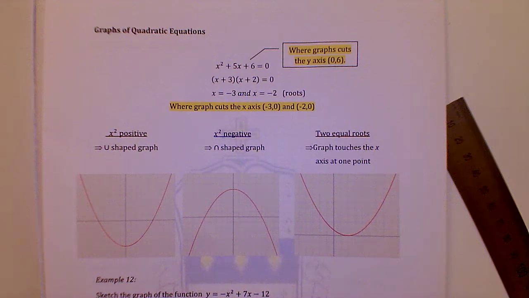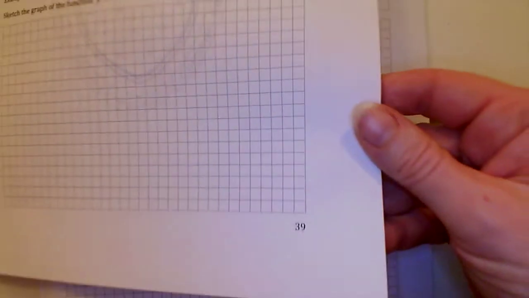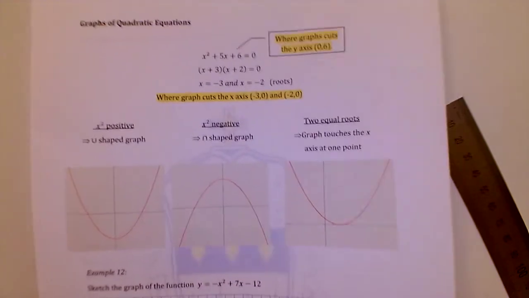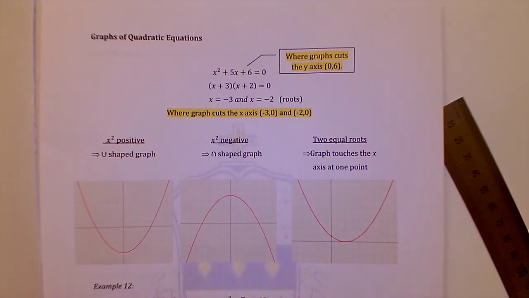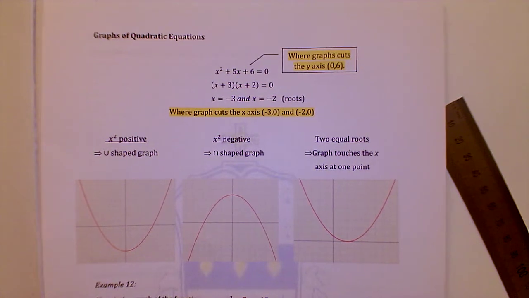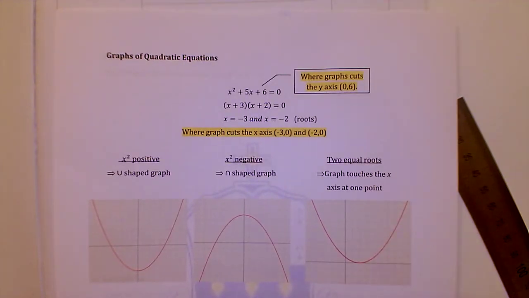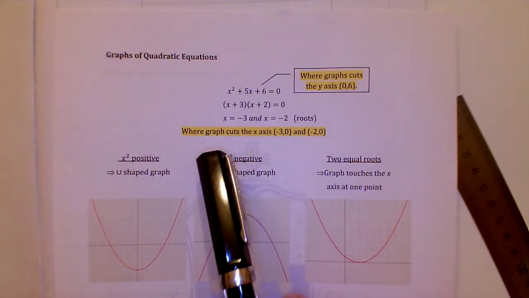Now we're going to use what we've learned so far to both sketch and identify the graphs of quadratic equations. So we're looking at page 39 of the notes. We just have 2 more pages of this to do and then we're going to move on to a different topic. So a quick reminder of what we know when we see a quadratic equation.